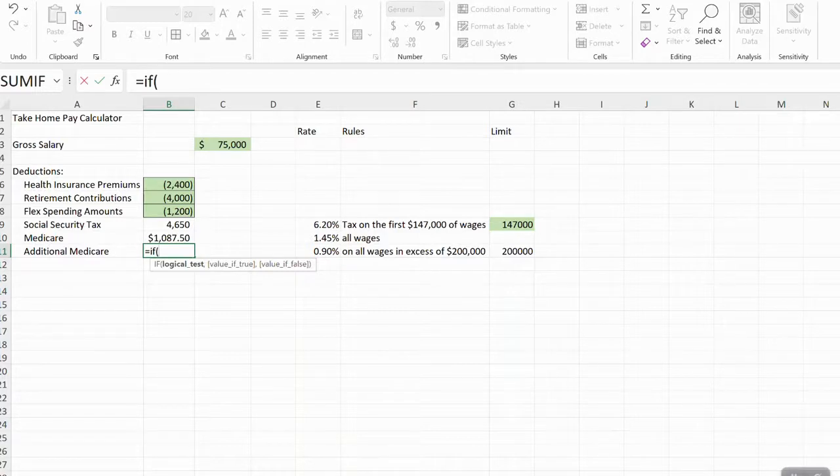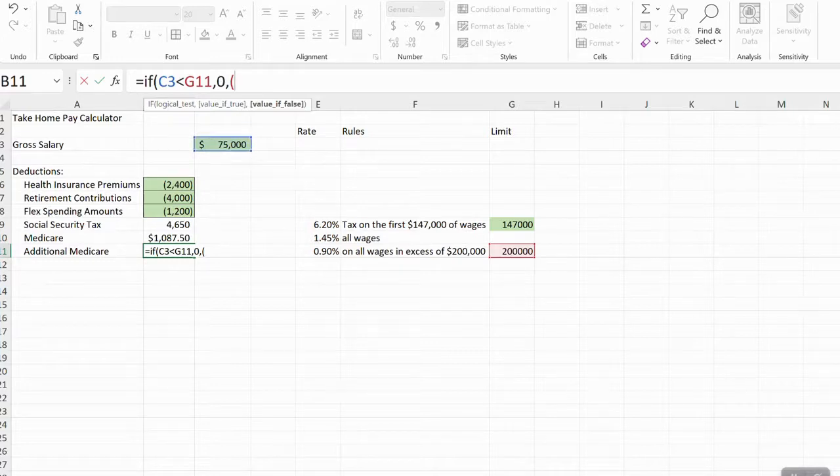If 75,000 is less than 200,000, then this is 0. If it's not less than, it's greater than. And so then what we want is the difference between, so we're going to make a little calc, the difference between our salary minus 200,000. So if our salary is 250, right, we want it to be on that, times 0.9%. And then we have to close the whole thing off.